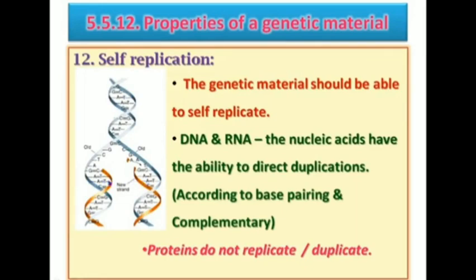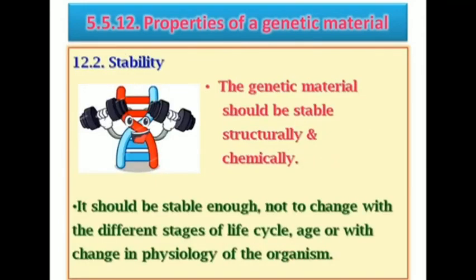According to the rule of base pairing and complementarity, both nucleic acids, DNA and RNA, have the ability to direct duplications. Proteins do not duplicate or replicate, so proteins fail to fulfill this criterion. Second is stability. The genetic material should be stable structurally and chemically.